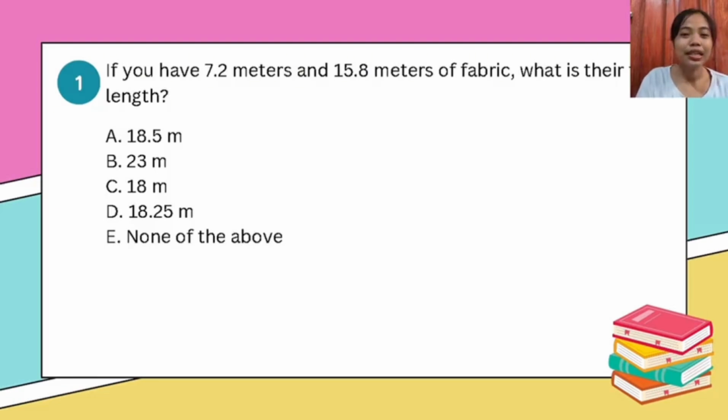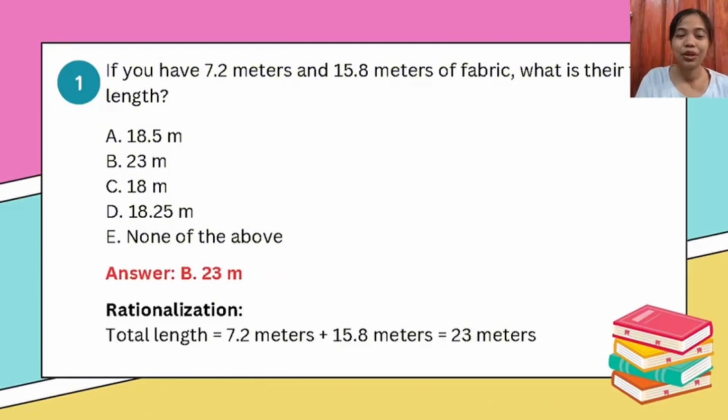So there is total length, right? So basically we're just going to add the given numbers. So the answer is letter B, 23 meters. So the total length is equal to 7.2 meters plus 15.8 meters is equal to 23 meters, which is letter B. Quite easy. Now let's proceed to number 2.